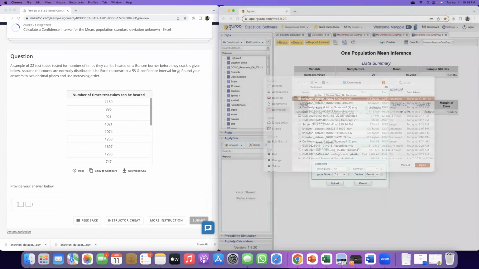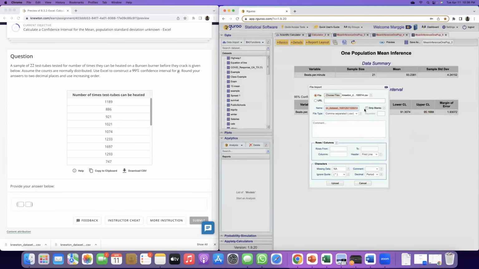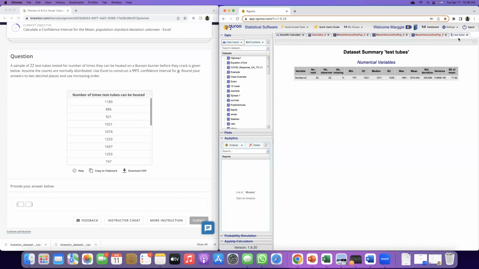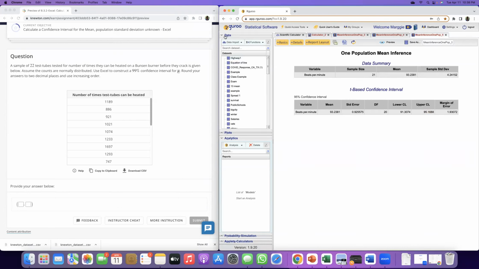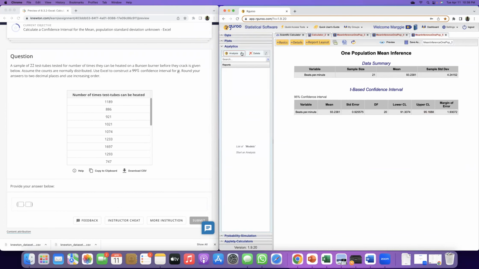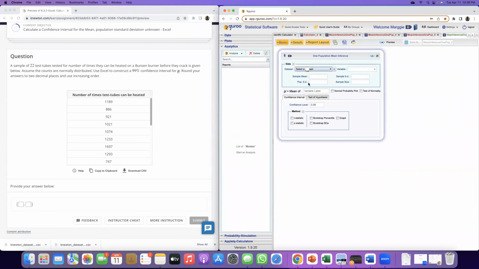So I choose the file. I'm going to change this to test. It's the number of times for the test tube. So I'm just going to do that. We're going to upload. Again, I don't need this. I'm going to close it. And so I go to analysis, mean inference for one population again. I'm going to select that data set. Going to select my variable.